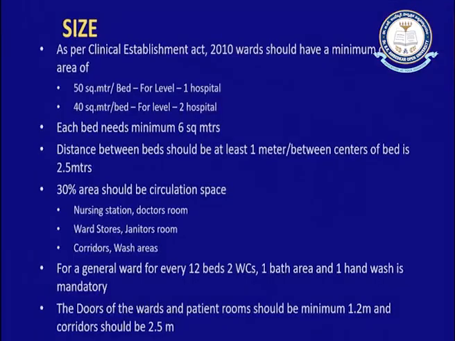As per the Clinical Establishment Act 2010 by the Government of India, these wards should have a minimum carpet area. So, how are these designed? Okay. Now if you see the levels of hospital, a level 1 hospital should have 50 square meters per bed area, and a level 2 hospital should have 40 square meters per bed. Okay. And each bed needs a maximum covered area of 6 square meters. And the distance between beds should be at least 1 meter.